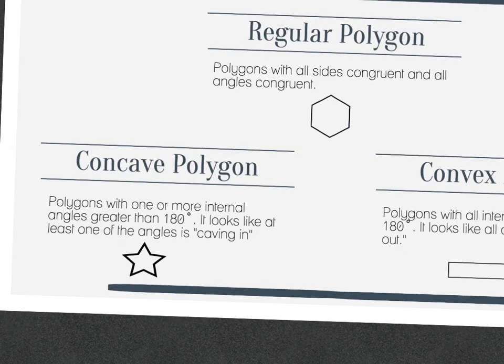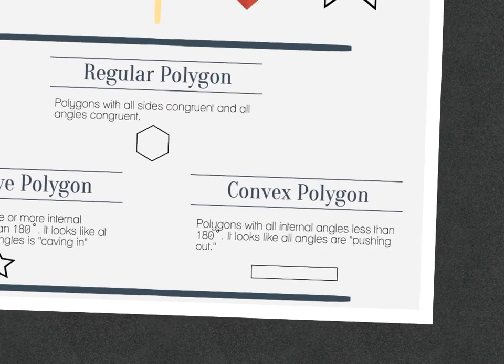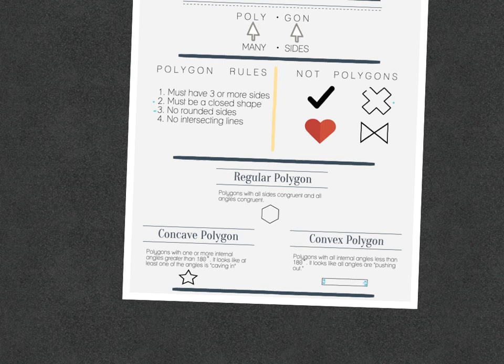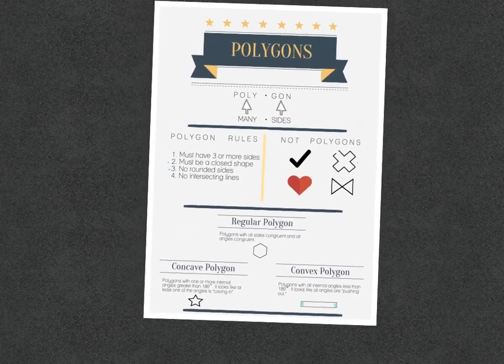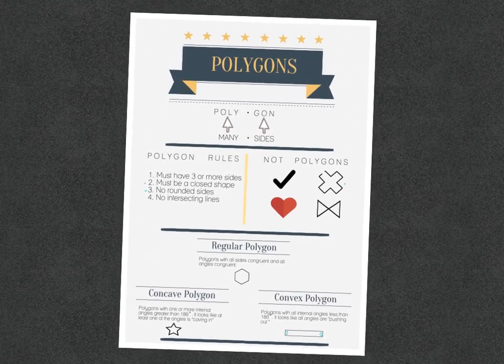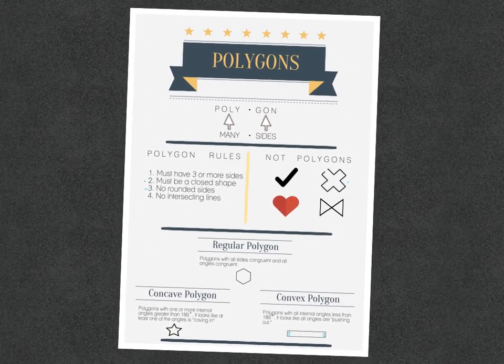Now the opposite of concave is going to be convex. So convex looks like this. So typical shapes that we're used to seeing, like a rectangle or a square, where all of these angles are pushing out. So you see that this one is pushing out, pushing out, pushing out. See how all of my corners or my vertexes are pushing out? So that's how we have the difference between convex and concave shapes. I don't know why that went crooked on me. Anyway, so those are our polygon definitions.